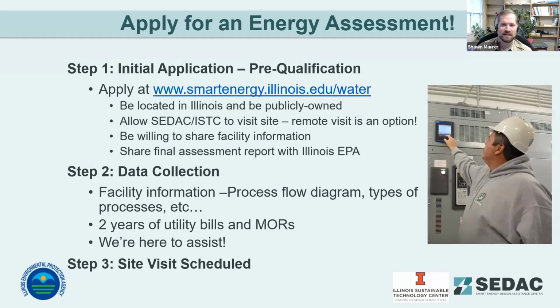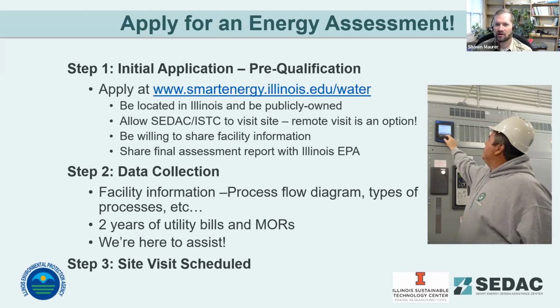Just gathering information, like how many pumps do you have? What horsepower are they? How much flow do you have going through your facility? We'll also work with you for water plants. We want to gather 2 years of your utility bills. For those of you on ComEd and Ameren service territories, all we need is an account number and we can look up the amount of data that we need.